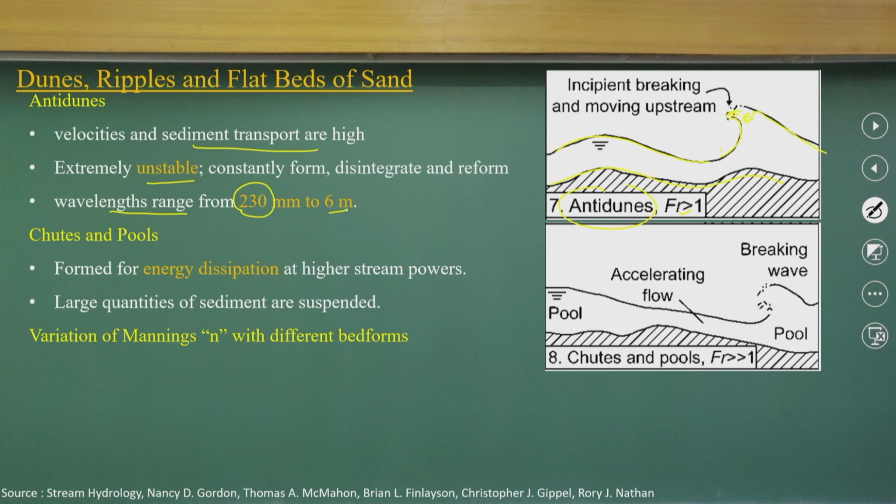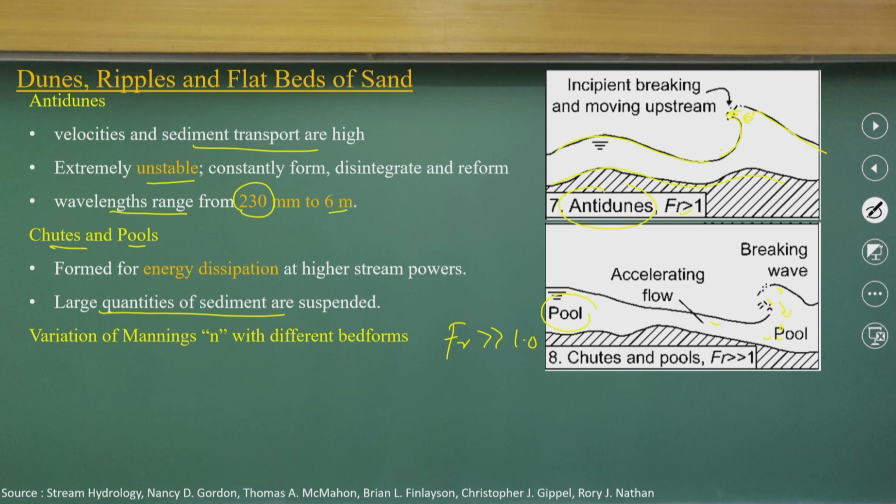Further, if your Froude number is larger than 1, then it will have pool and chute regions. There will be a pool and there will be a chute. The chute is the accelerating zone. So, there is a large quantity of sediment in suspended conditions, and the Froude number is much larger than that.